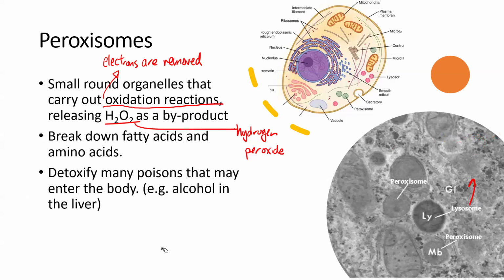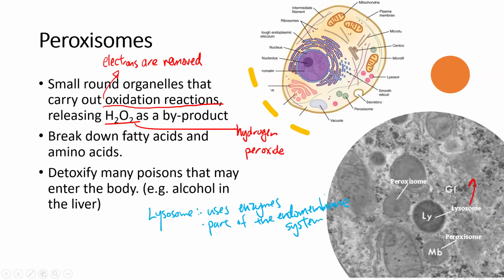I don't know if you can see that. I've got to change the color. I'll just write here. Lysosome uses enzymes. They are also part of the endomembrane system. Whereas the peroxisomes do oxidation reactions, and they're not part of the endomembrane system.